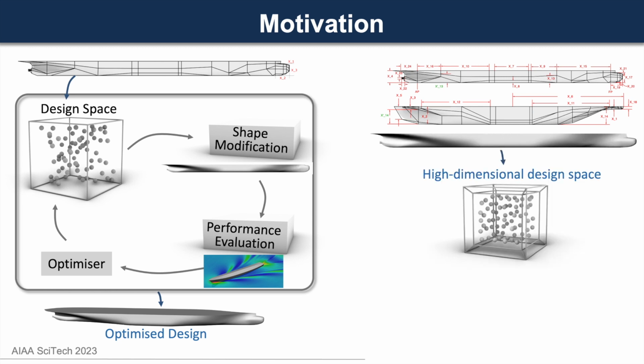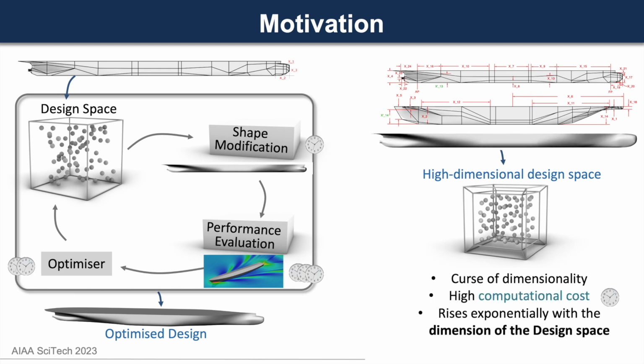But this high number of parameters will give us a high dimensional design space. With this, the chances of falling into the notorious curse of dimensionality increase, and it significantly increases our computational cost, which varies exponentially with the dimensionality of the design space. This high computational cost is mostly centered on the performance evaluation code. We all know that CFD solvers are highly computationally demanding. It is also somewhat centered on the shape modification method and optimizer. So the computational complexity of the entire pipeline increases exponentially.